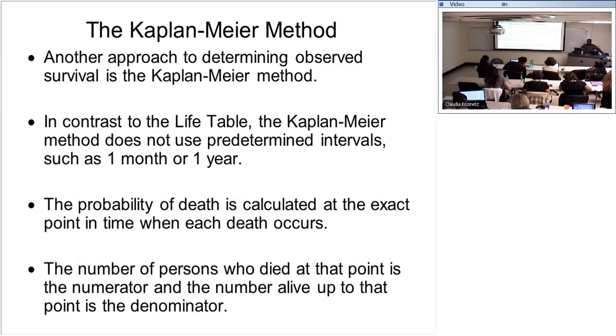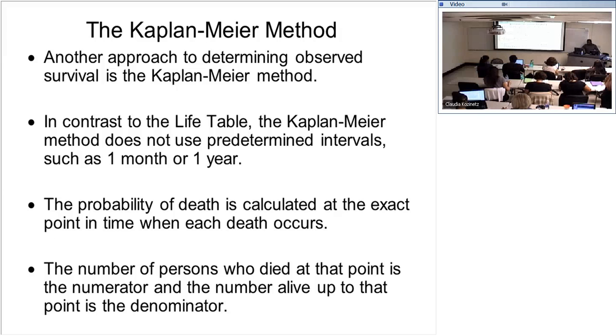So with the life table, we assume that the death occurred within an interval of 1 year. It could have occurred maybe in the first month. But in Kaplan-Meier, if it occurs in the first month, we know the probability of dying at the exact time. So the number of persons who died at that point is the numerator, and the number alive up to that point is the denominator.